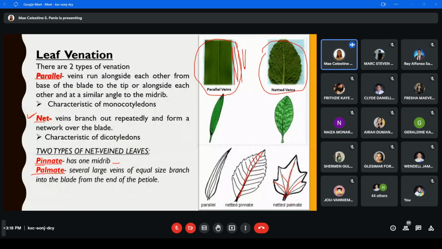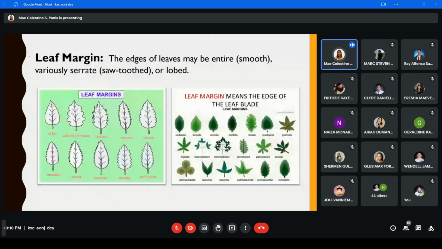Okay. Next is the leaf margin. Edges of the leaves may be entire, smooth, variously serrate, or lobed. This is an example of leaf margin. There are also many kinds: entire, undulate, incised, retrorse, crenate, crenulate, serrate, serrulate, dentate, and denticulate.